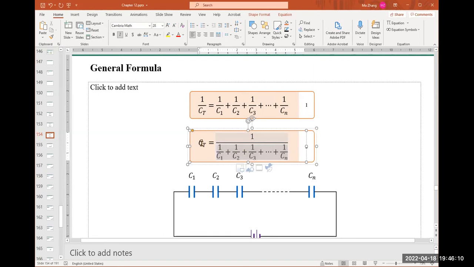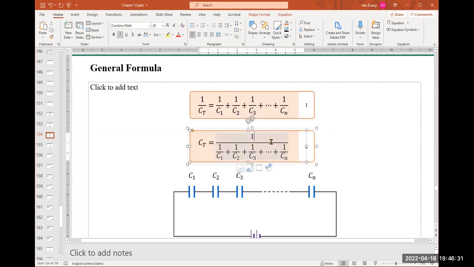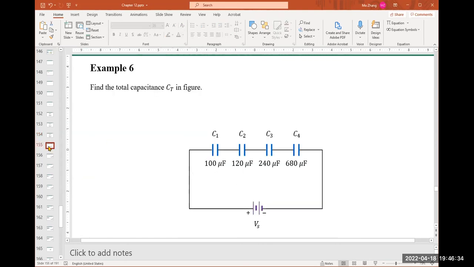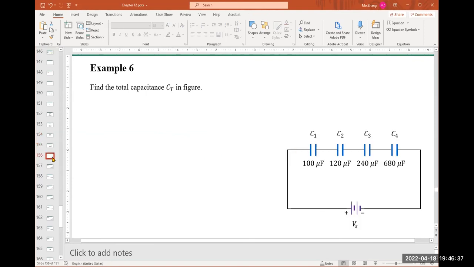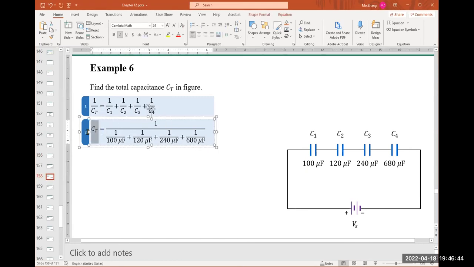So now this is another version of the formula, right? In other words, we just take the reciprocal on both sides. The reciprocal of this is CT. The reciprocal of the right-hand side is 1 divided by the whole thing. So this formula is the same as the other one. Okay, now let's use that formula here. We can find the CT, just reciprocal it, and then we just take 1 divided by the whole thing.